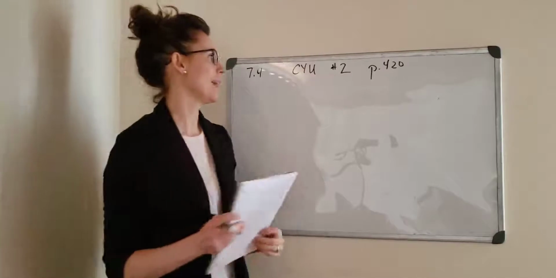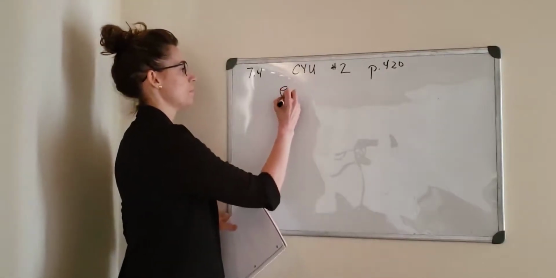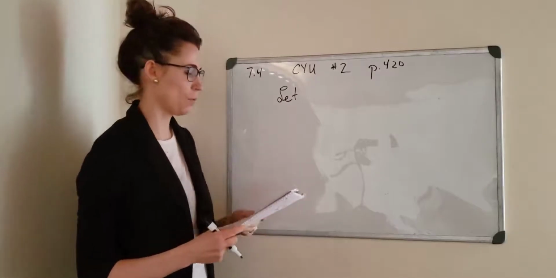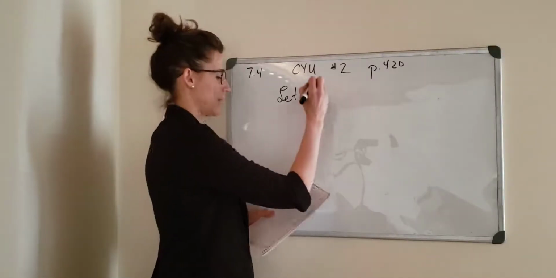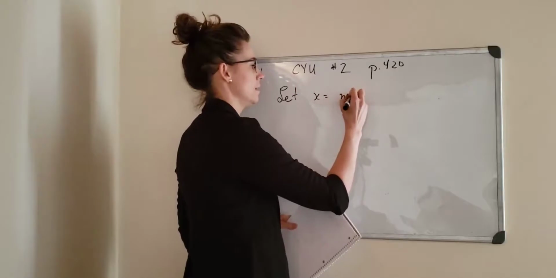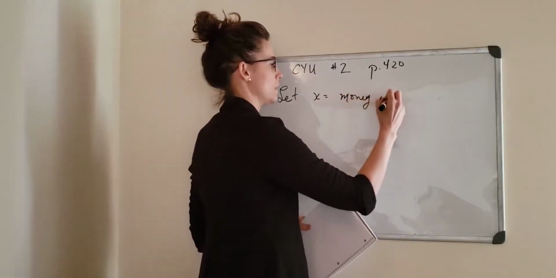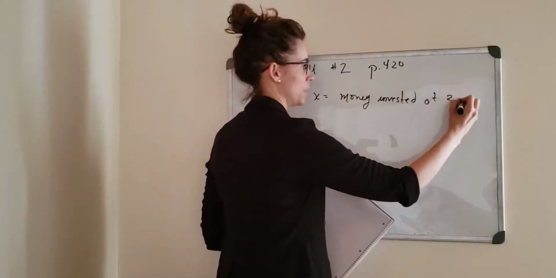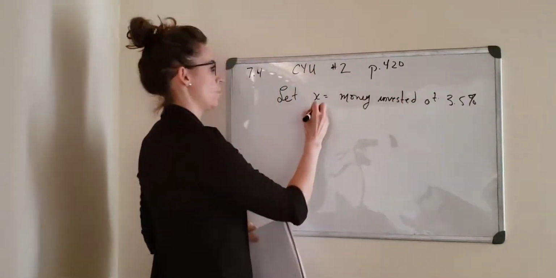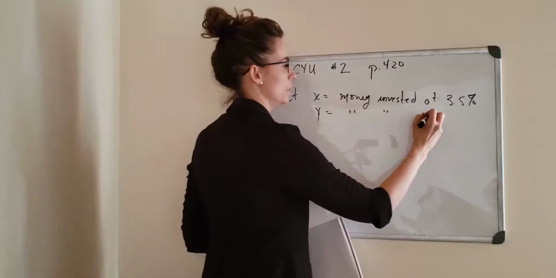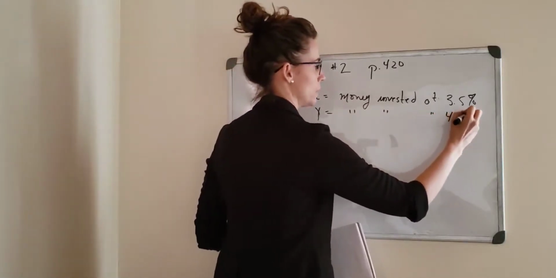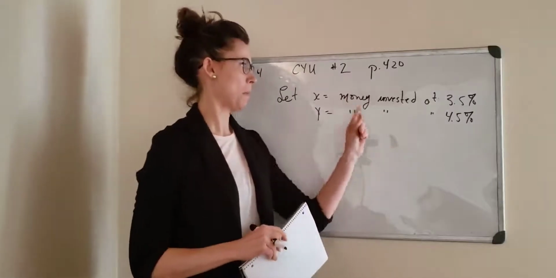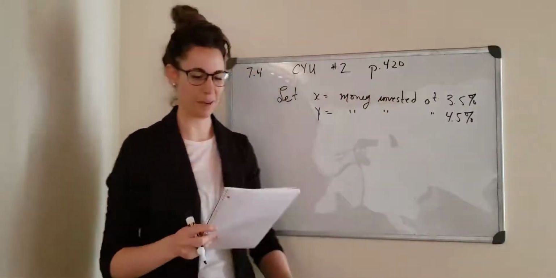We want to start with a let statement. Again, pick whatever variable you like. I'm just going to use x and y. So let x equal the money invested at 3.5%, and let y equal the money invested at 4.5%. These are ditto marks. If you're not familiar with those, they just mean same thing, just saving us some time here.